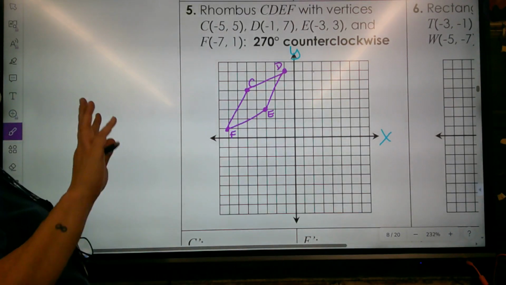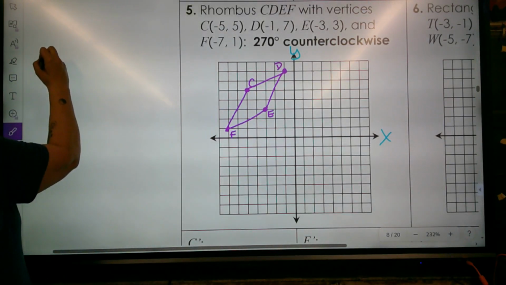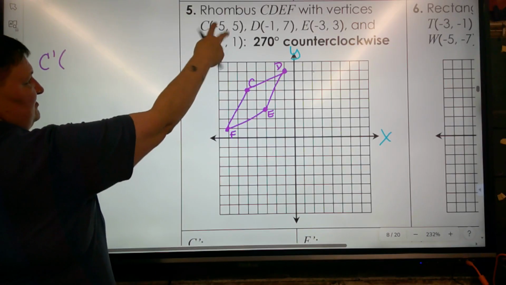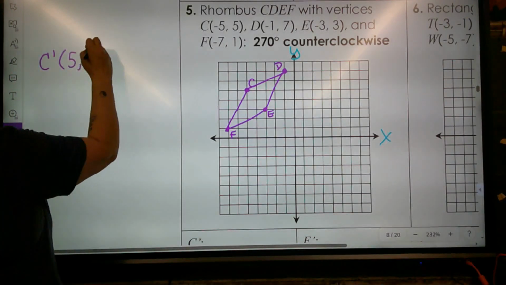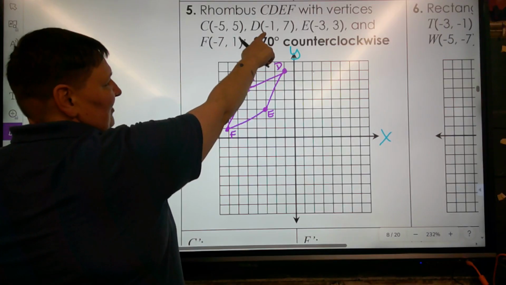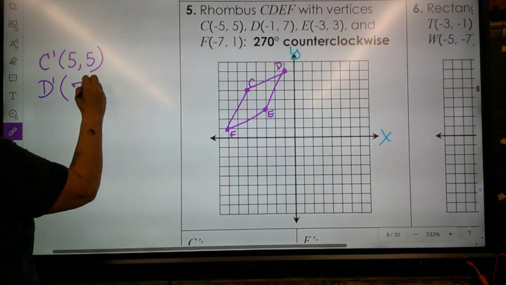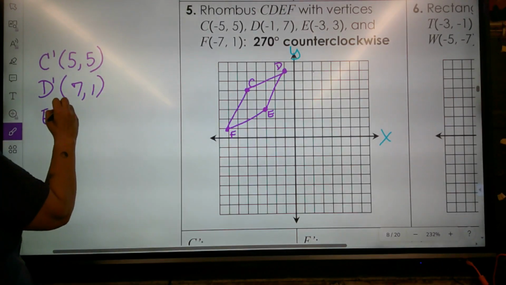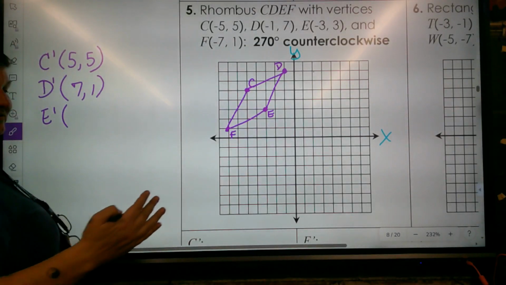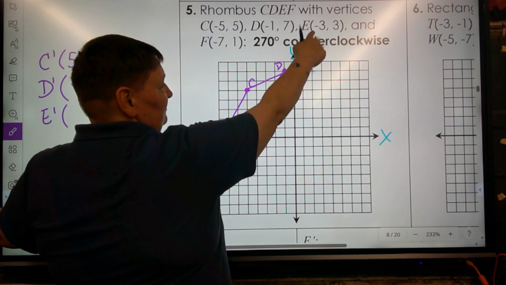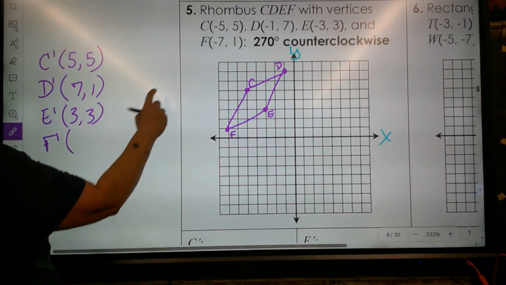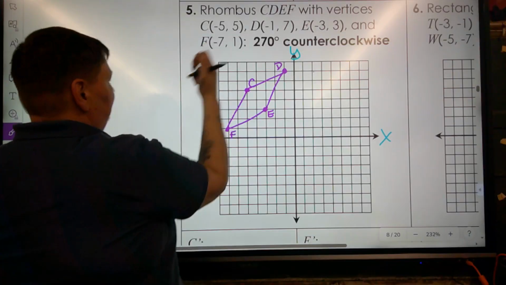We're changing the sign of the X and then switching the X and the Y. So C prime, change the sign. If it was negative, make it positive, and then switch them. So 5, 5. D prime, if it was negative, make it positive, and then switch them. 7, 1. How are you doing so far? Are you getting it right? If you're not getting it right, go back and figure out what you did wrong. Change the sign, switch them. 3, 3. F prime. Change the sign, switch them. 1, 7.